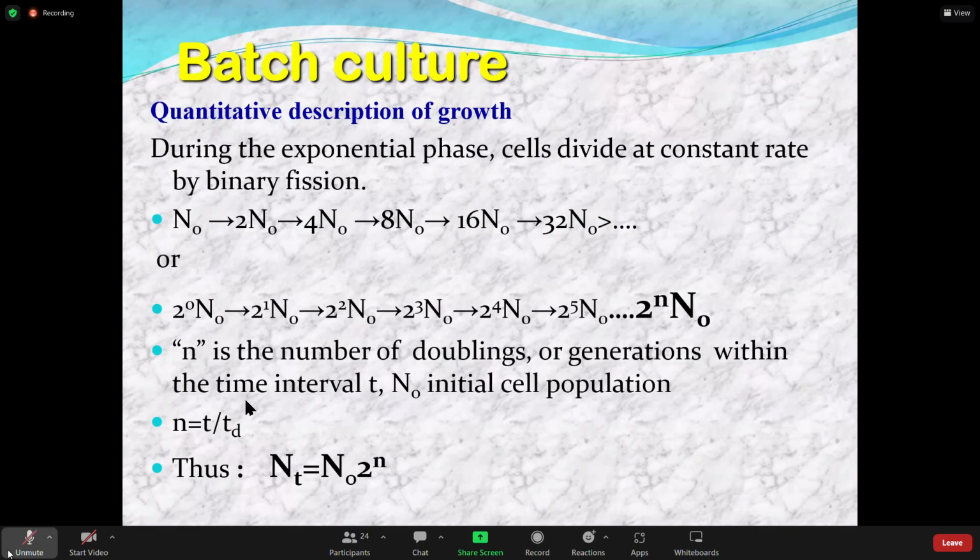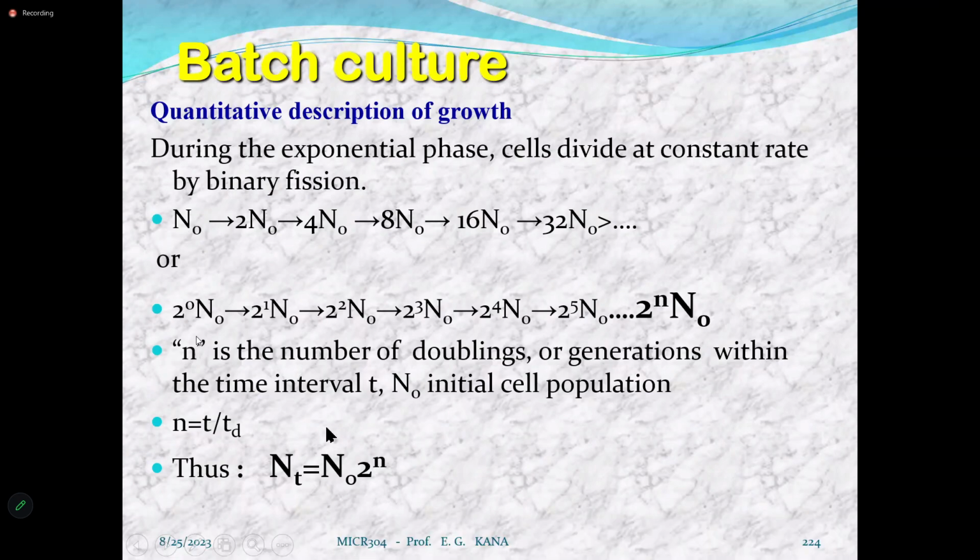3 generations. Why? How do you achieve that? Simply by dividing the 60 minutes, which is the entire duration of the fermentation process, by 20 minutes, which is the time it takes for the cell to grow and double.